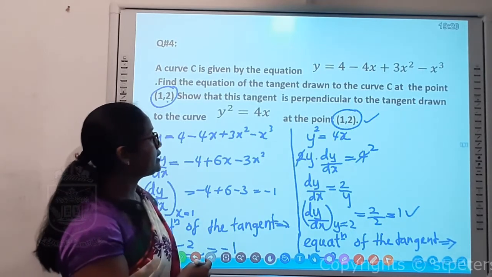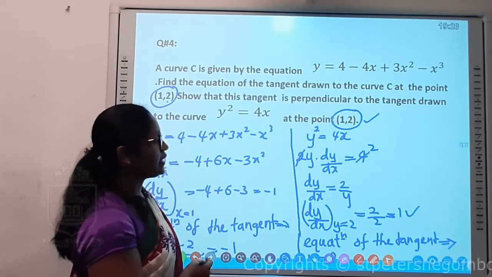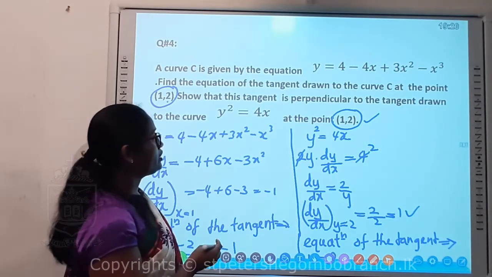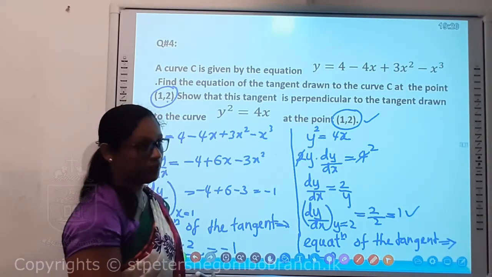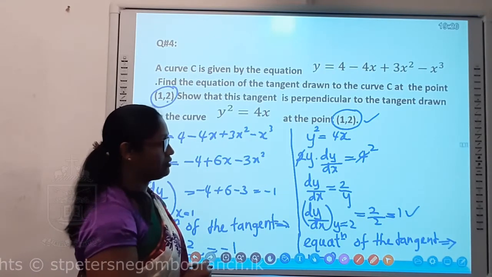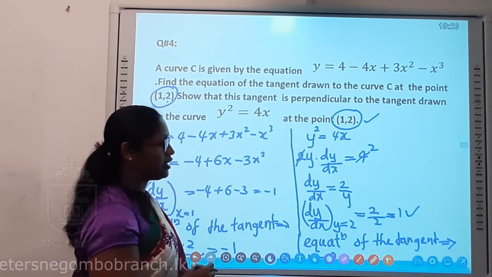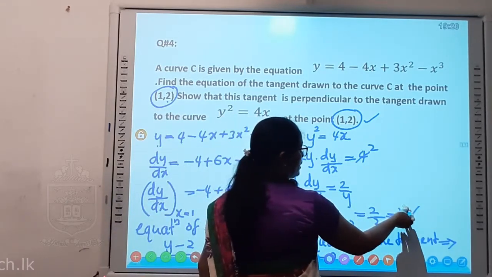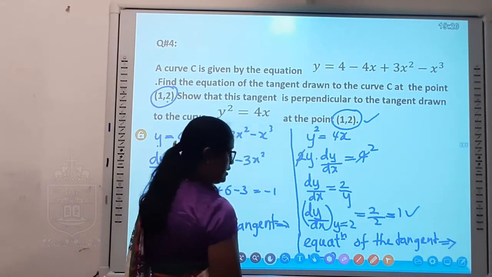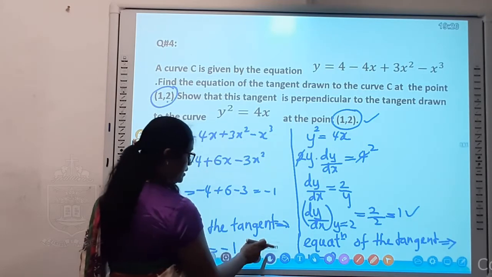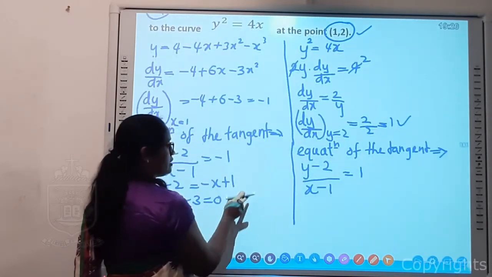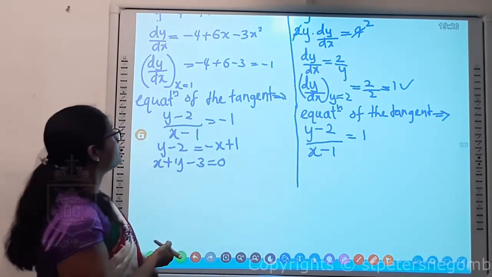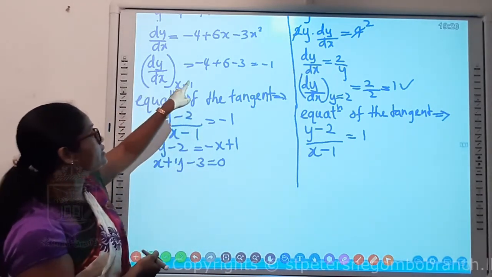Show that this tangent is perpendicular to the tangent drawn to the curve. So actually we don't need to find the equation of the tangent in the second part. We can use the idea of the gradient. The gradient of this tangent is 1. I will pick that information.